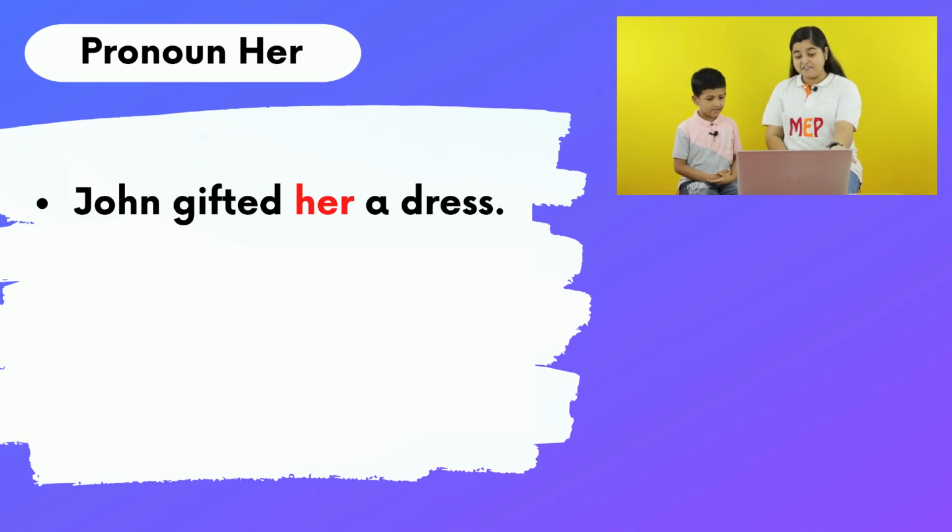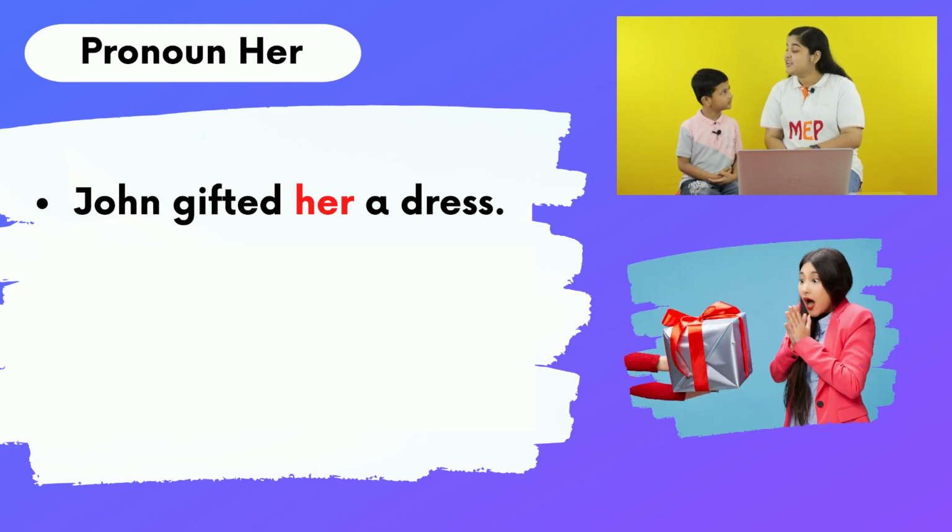So, Rudy, our first example of pronoun her is John gifted her a dress. So, in this sentence, why have we used the pronoun her? Because we are talking about third person singular female and the third person is receiving the action. It is not performing the action.